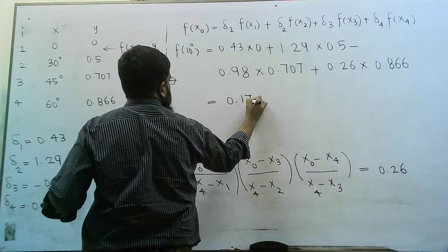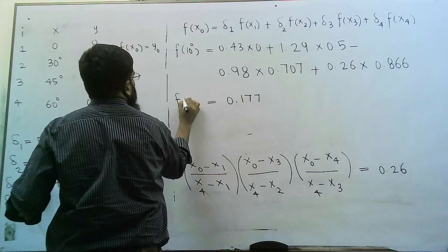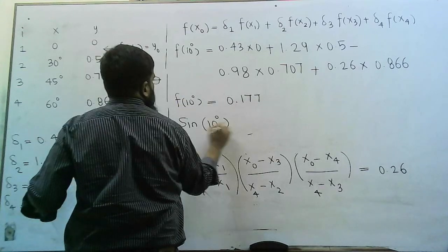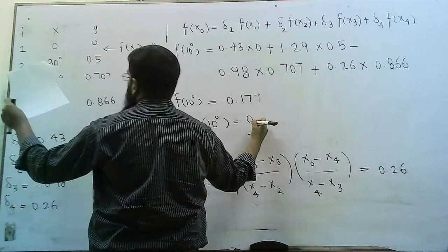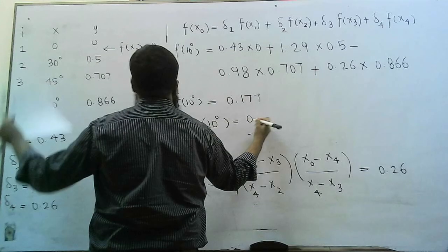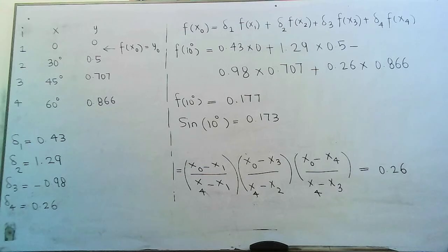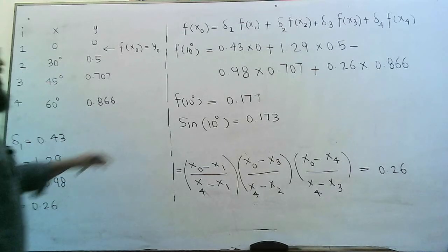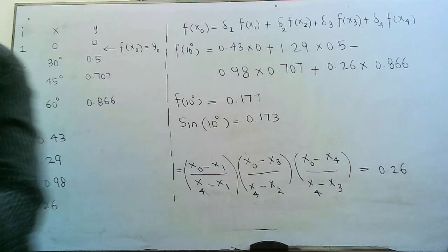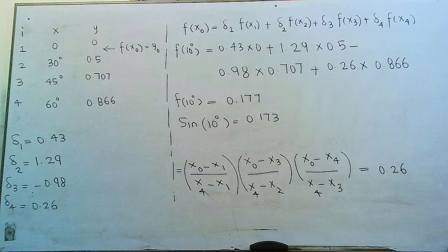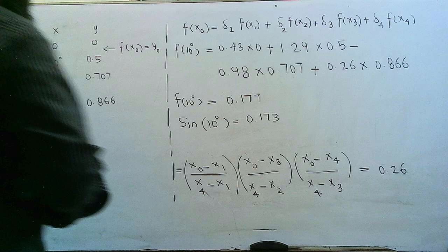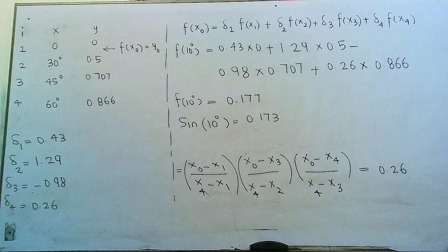0.177. This is f of 10 degrees, and we know from the calculator that sine of 10 degrees is 0.173. It's very close. So the value of the unknown f of 10 comes out to be 0.177, and it is very close to the actual value 0.173. So this means this method works. That's all for this lecture. Thank you.